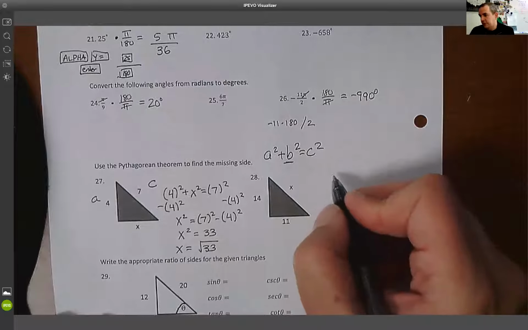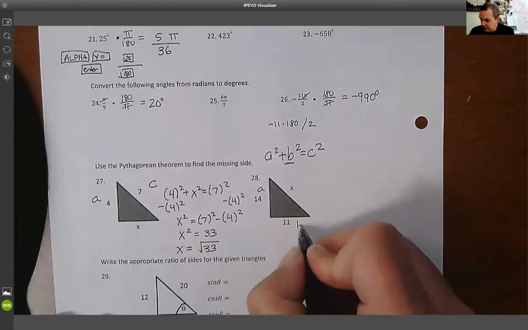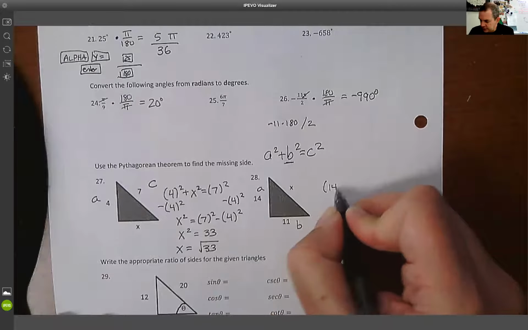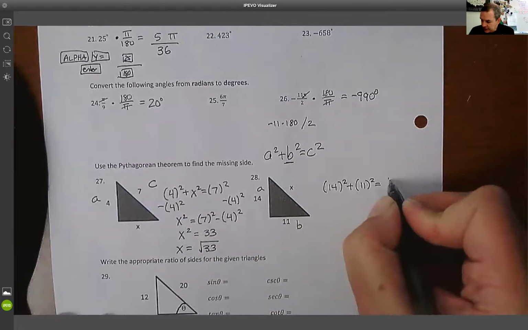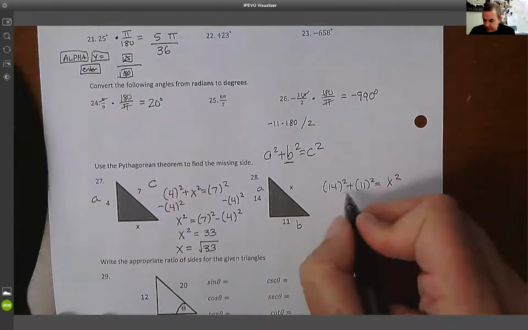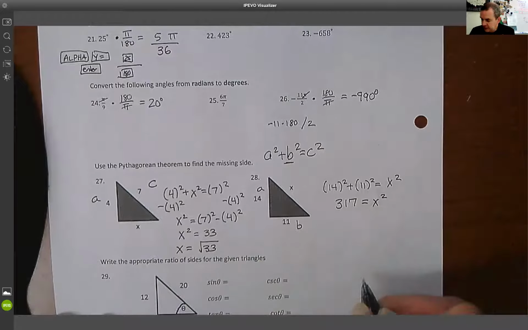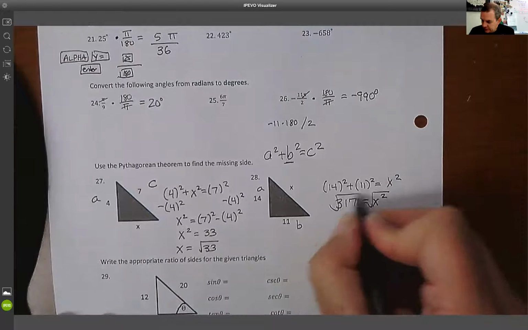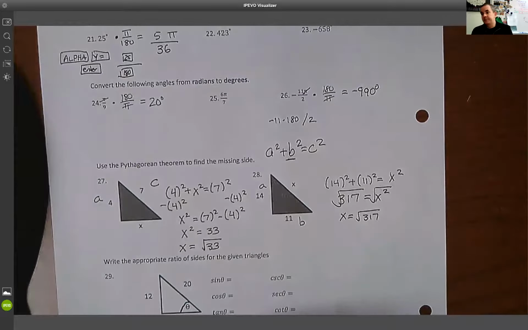This one right here is the traditional version of a squared plus b squared. I gave you a, I gave you b. So you're going to do 14 squared plus 11 squared equals x squared. And you go to your calculator, you'll find out that this equals 317. You take the square root of both sides, and x is going to equal root 317, and that's how we're going to leave it.